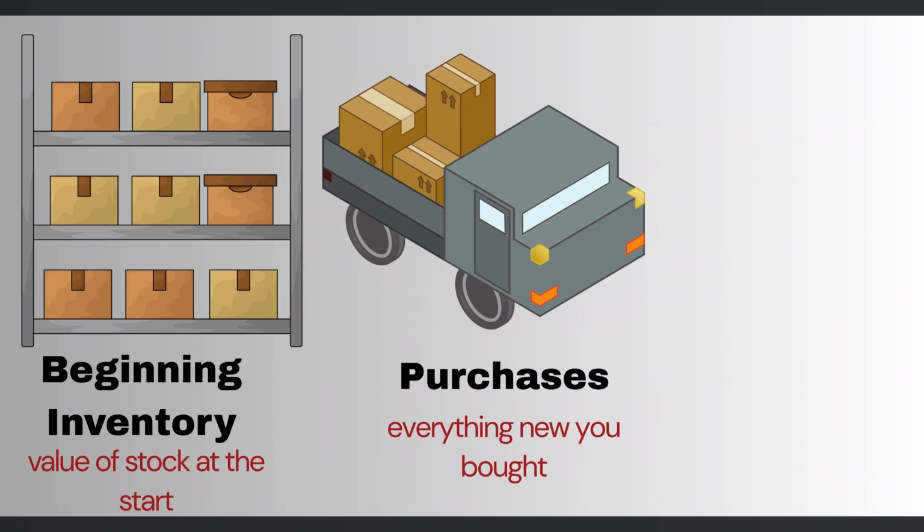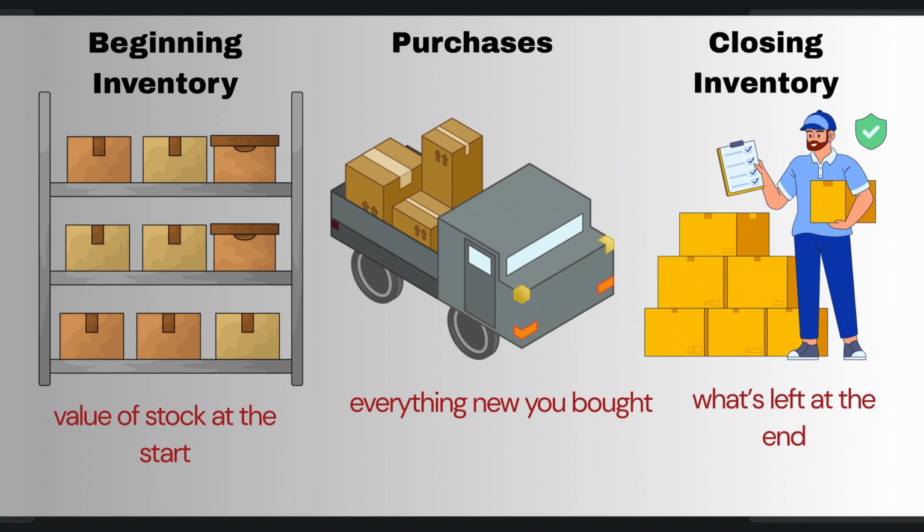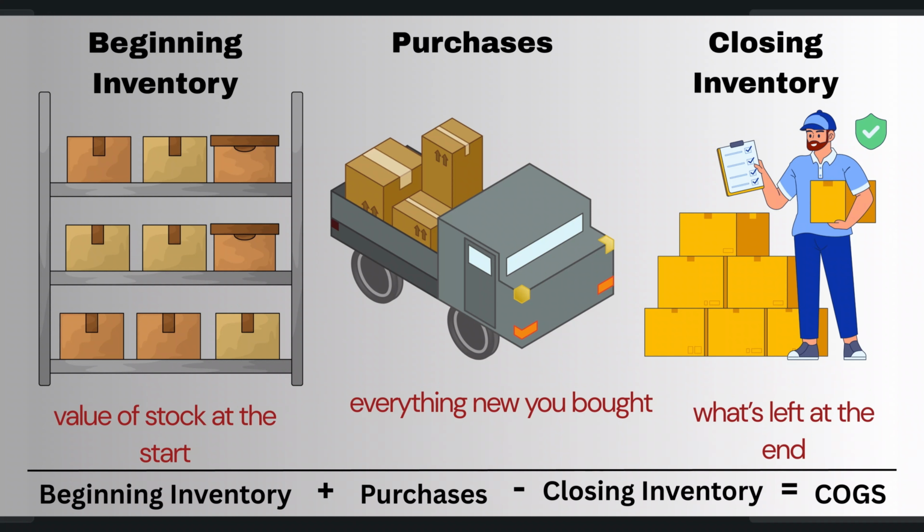Purchases. This is all the new stock you bought during that period. Then ending inventory. At the end of the month or year, you count what's left on the shelf. Now, here's the logic. If you started with a certain amount of stock, bought more, and then subtracted what's still left, the difference is what you sold. That's your cost of goods sold.